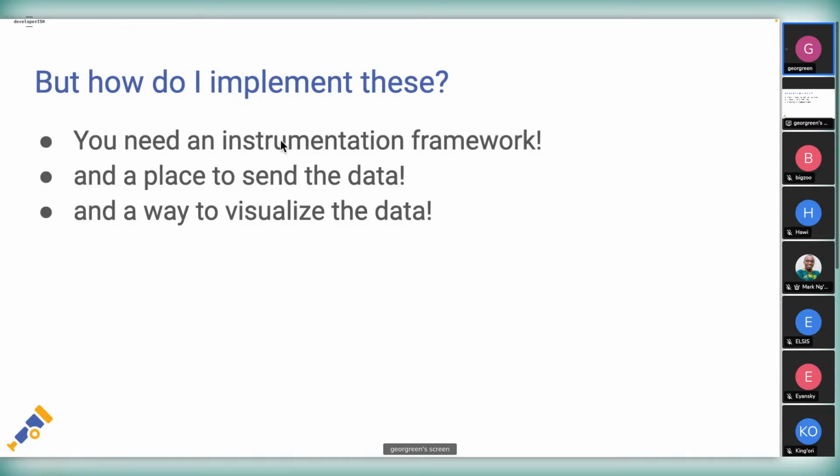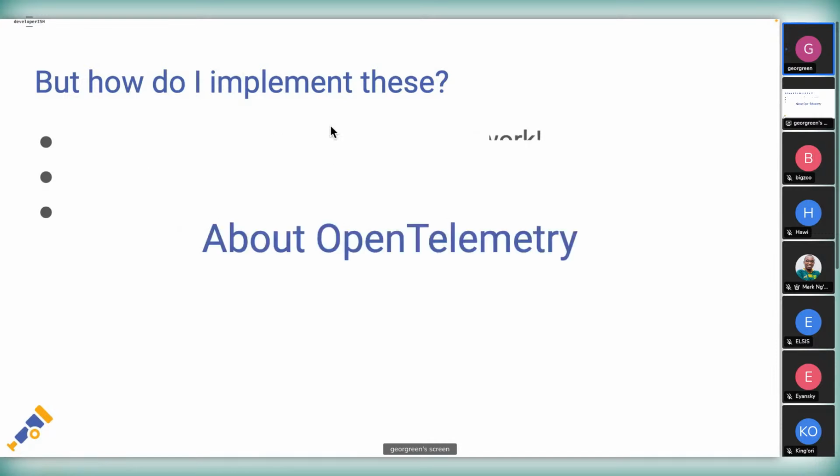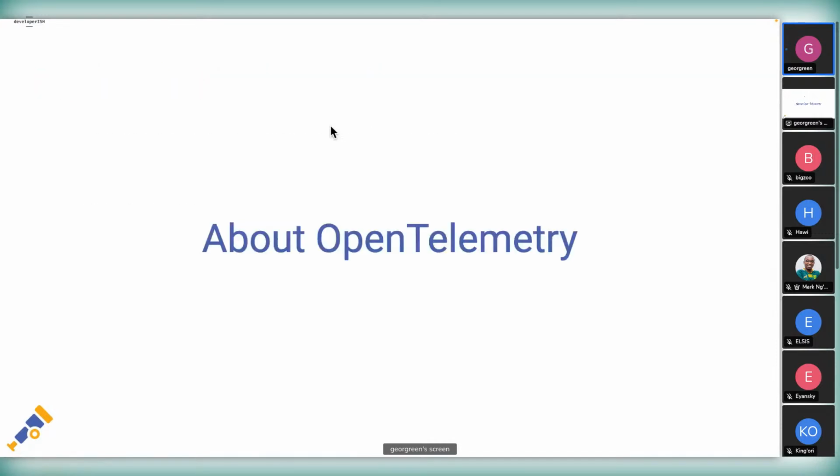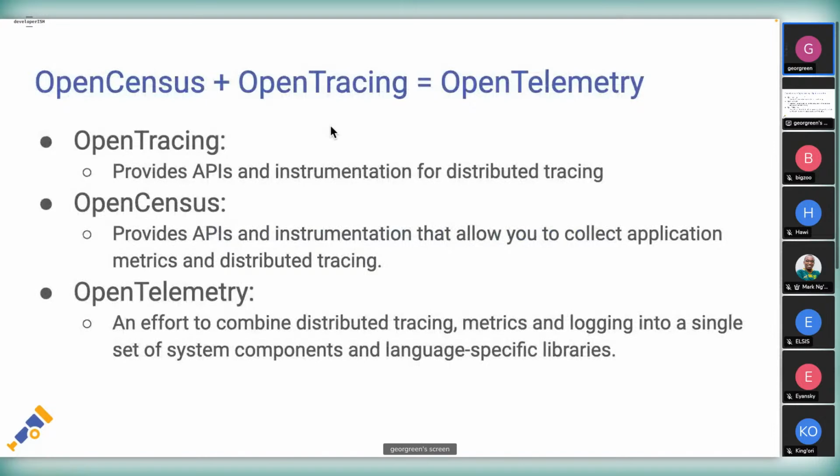So how can we do this now? And this is where OpenTelemetry comes in. Okay. Yes, this is where OpenTelemetry comes in. So this is the core of this talk, and I'm happy to show you what this is. So we begin with some historical context. What is OpenTelemetry and where did it come from?